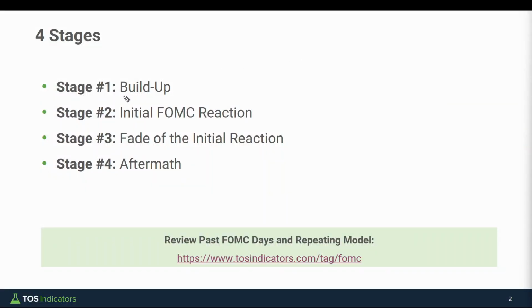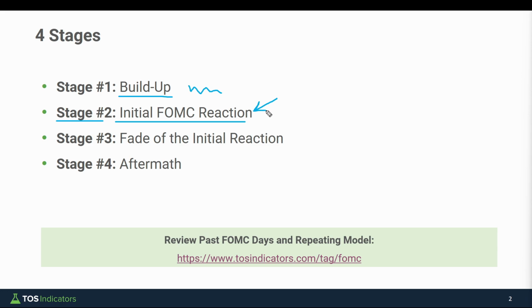We have stage 1, which is the build-up phase. Here we have very little volatility, typically on our scalper models on the futures markets, aggressive models on the stock markets. We're just chopping around sideways, almost feels like the calm before a storm. Then we move on to stage 2. Once 11 a.m. the FOMC meeting minutes are released, we have the initial reaction.